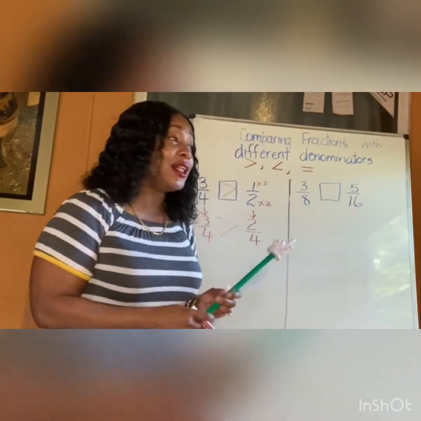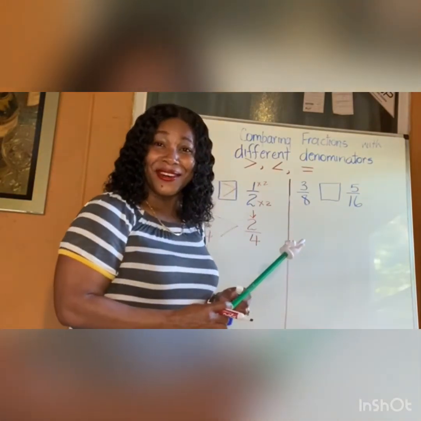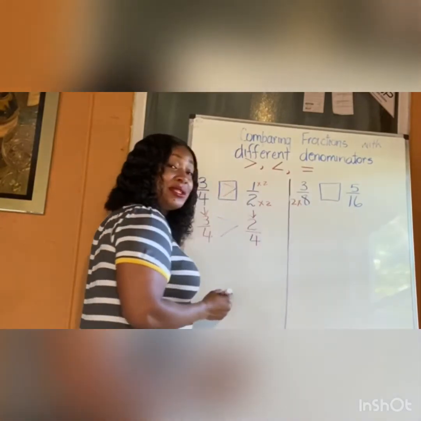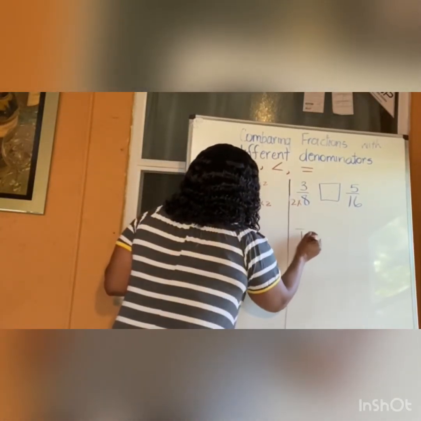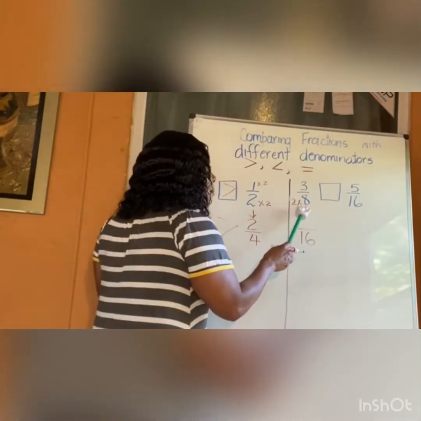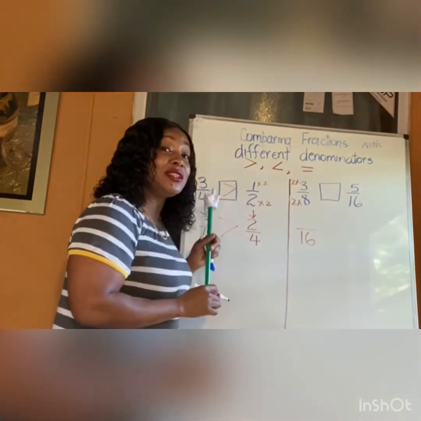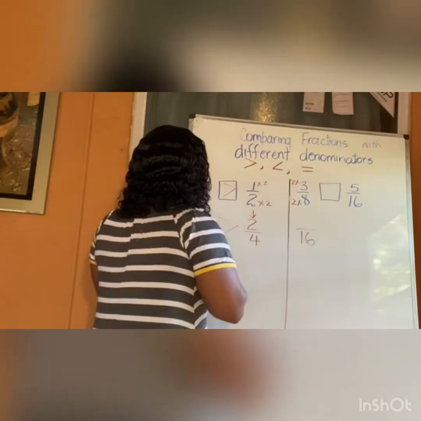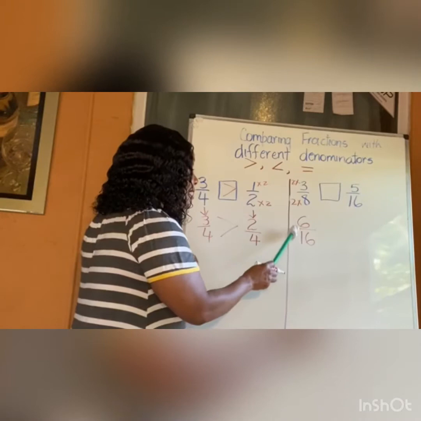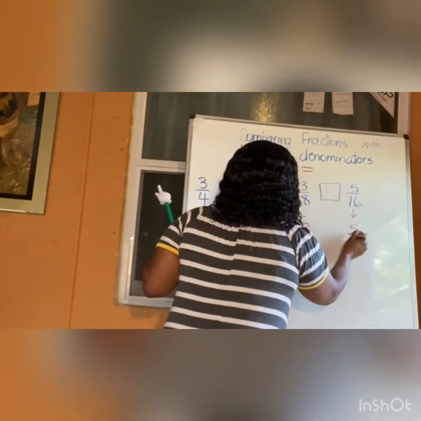So ask yourself, is there a number you can multiply by 8 to get 16? Of course. If I multiply 8 by 2, it is going to become 16. So I'm rewriting, or renaming, my fraction. If I multiply the denominator by 2, of course, I need to do the same thing to the numerator. So 3 times 2, that's 6. Now that this is named 16ths, I can just bring down this 5/16.